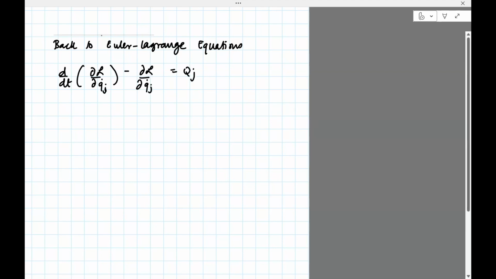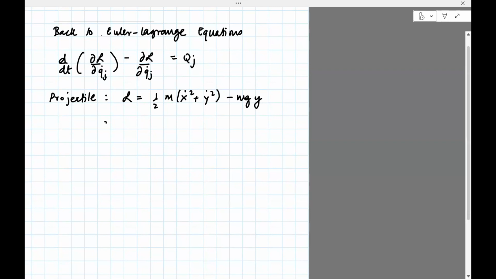Right now, what we have seen for the projectile is that the Lagrangian is half m (x dot squared plus y dot squared) minus mgy. What we have done in the past is we've noticed that the q_j, which are the degrees of freedom, are x and y, and then Q_j was the force, F_x, F_y. Anyway, Q_j is not of interest to us here because it's basically the right hand side. We don't really need to take derivatives of it, but we need to find the left hand side and take the derivatives.